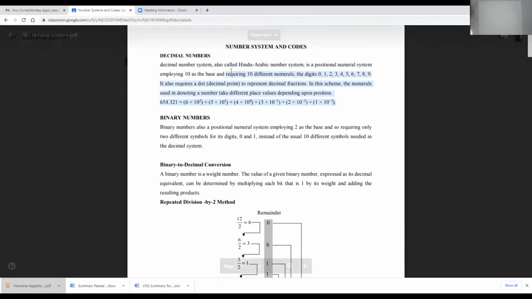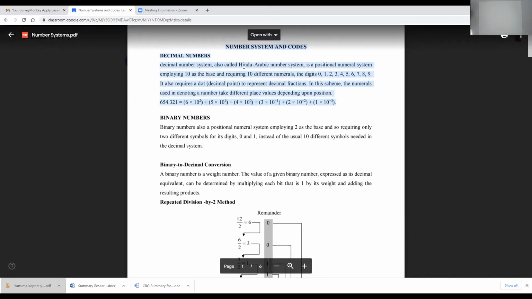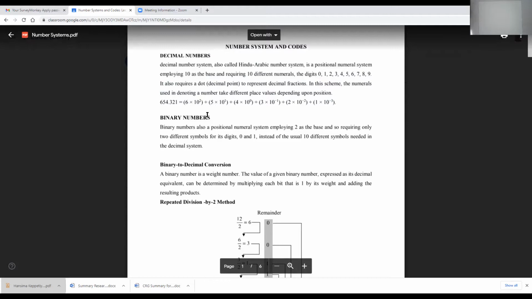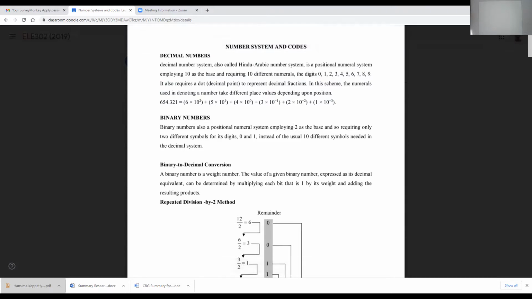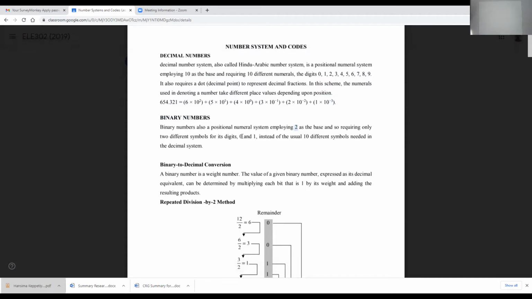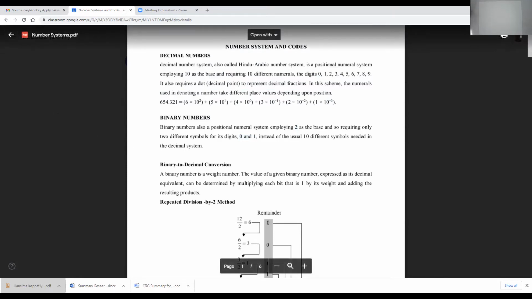We are using it day by day, and we have studied a lot about these decimal numbers. Let's see something about the binary number system. Binary number system is an interesting number system because it has a base of 2. Decimal number system has a base of 10, hence it has 10 digits from 0 to 9. Binary number system has a base of 2, and hence it has only 2 digits, which are 0 and 1.